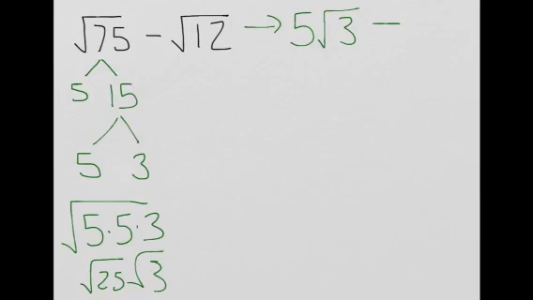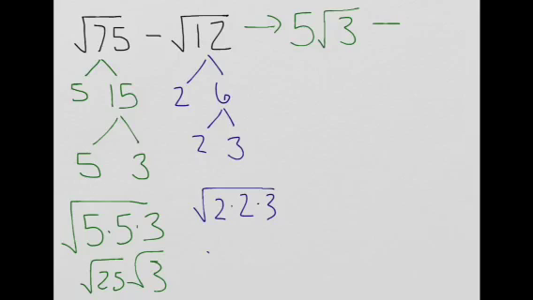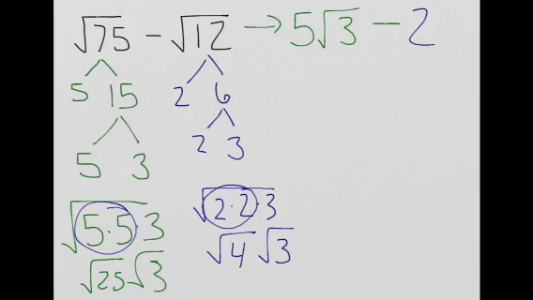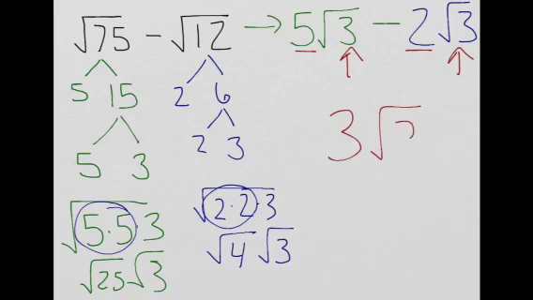then we need to factor 12, 2 times 6, 2 times 3, so this is square root of 2 times 2 times 3, which is the square root of 4 square root of 3. Square root of 4 is 2 times the square root of 3. So now both of these have square root of 3, so they would be considered like terms, meaning we could add and subtract the coefficients 5 and 2, making it 3 square root of 3.